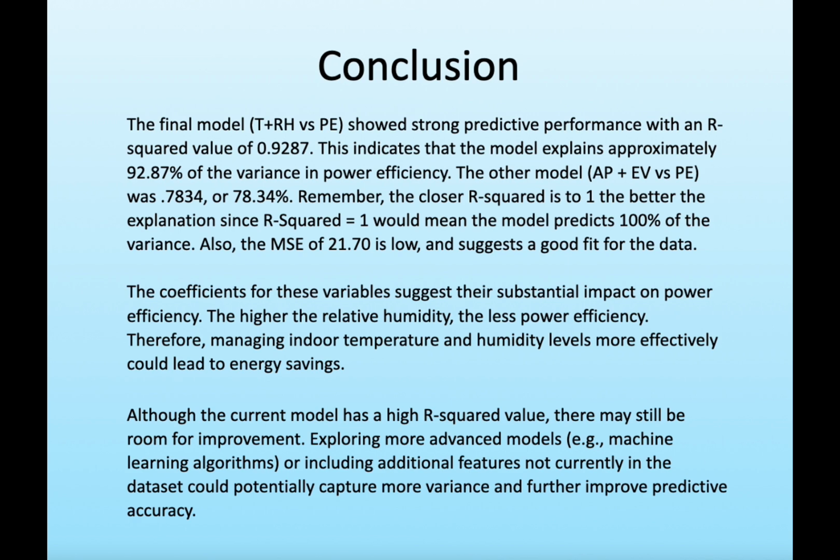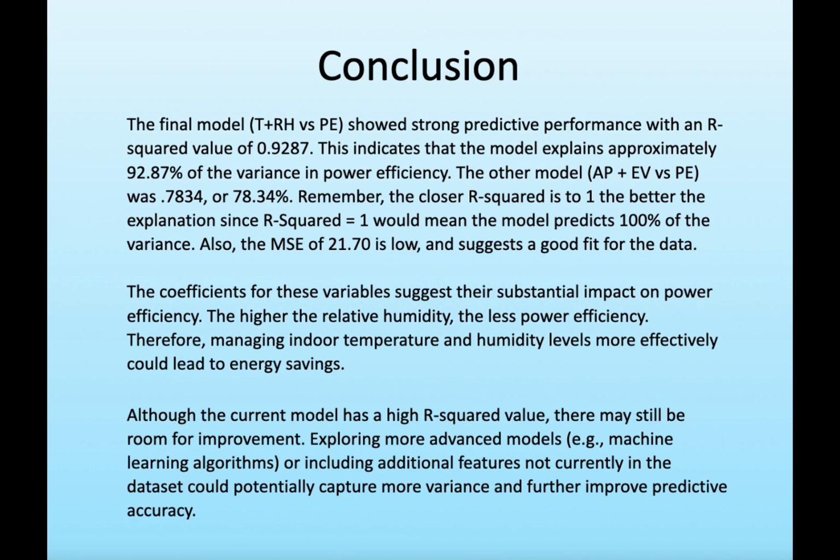So the final model, in conclusion of all of this, the temperature and relative humidity versus power, showed a strong predictive performance with an R² value of 0.9287. This indicates that the model explains approximately 92.87% of the variance in power efficiency. The other model, which was the pressure and vacuum versus power, was 0.8734 or 78.34%. So that was worse than the first one. Remember, the closer R² is to 1, the better, since R² equals 1 would mean it predicts 100% of the variance. So the closer you get to 1, the closer you get to 100%. Also, the mean squared error of 21.7 is fairly low, and so just a good fit for the data.